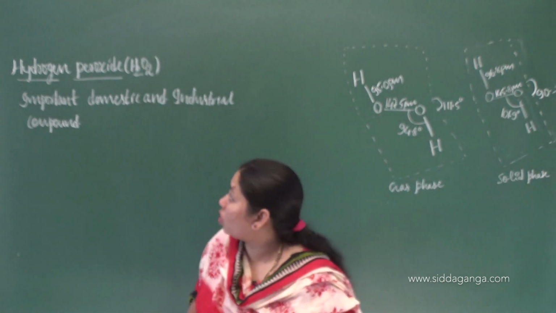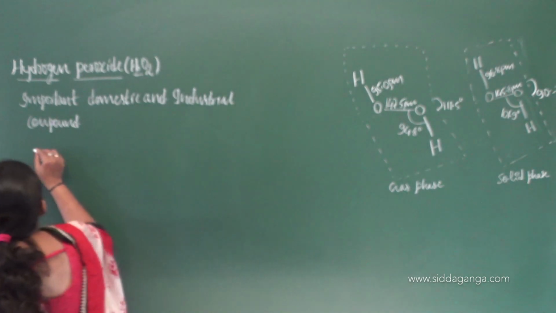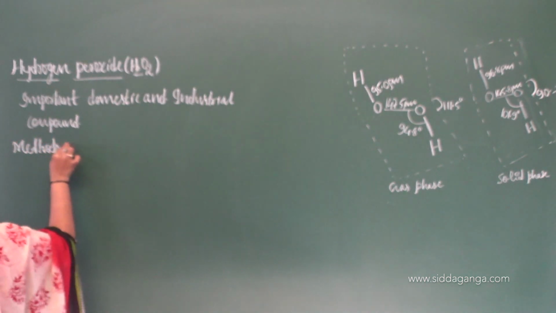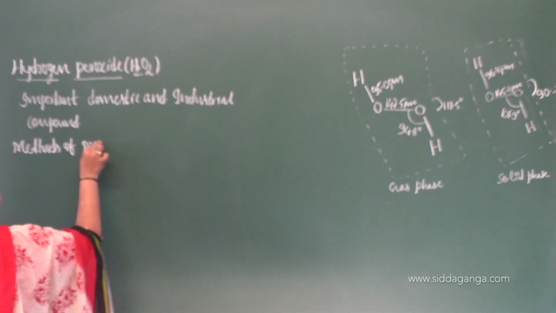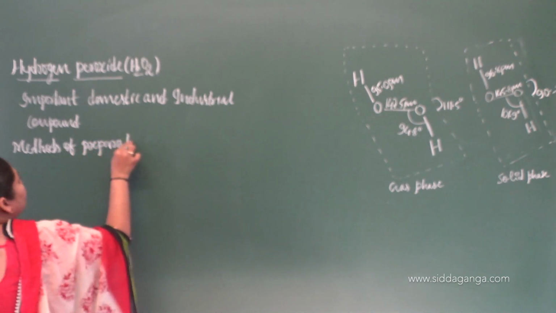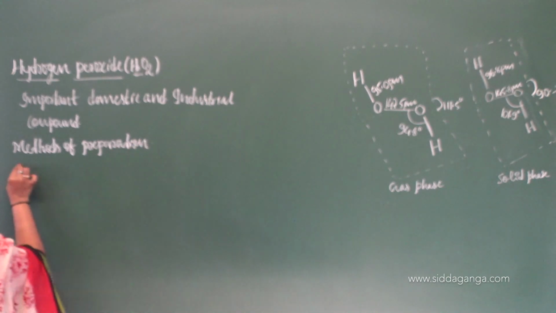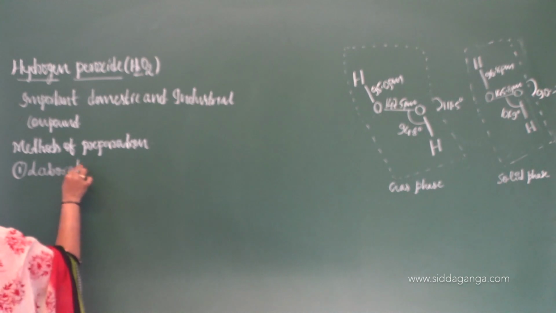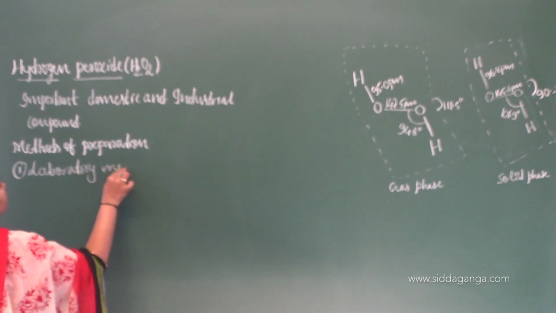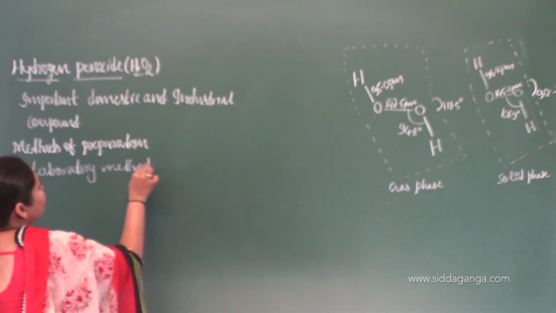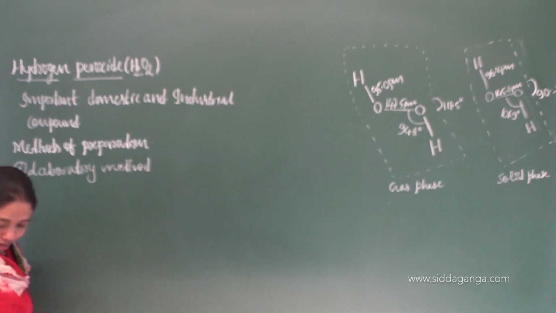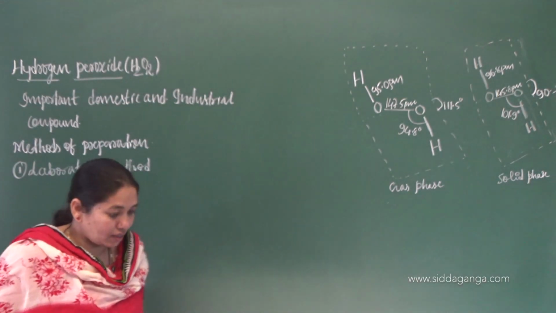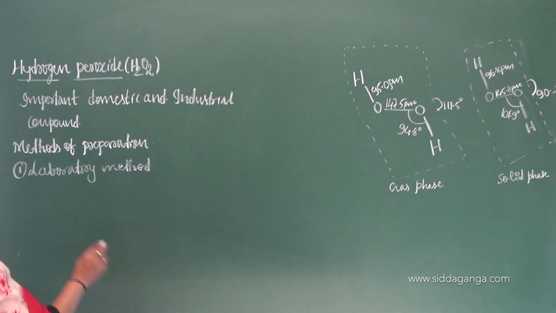So with that, let us start the first concept here, that is methods of preparation. Under that, the first one is the laboratory method. Yes, we can prepare hydrogen peroxide in the laboratory in small amounts, right? So how is that? There are so many methods again here.